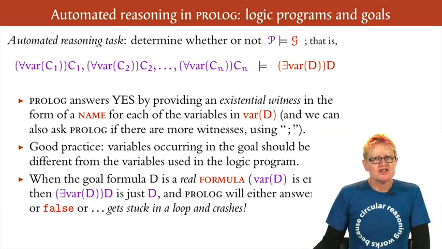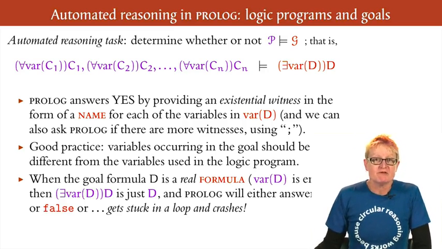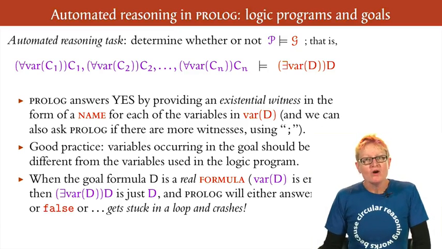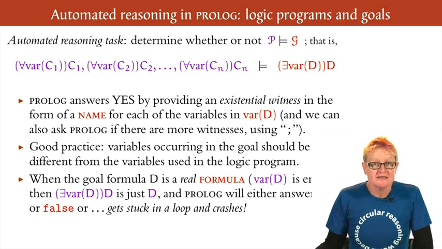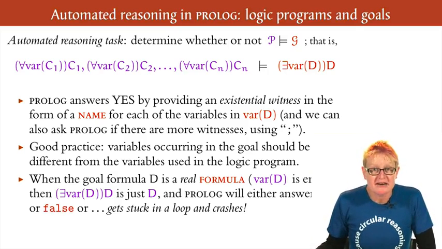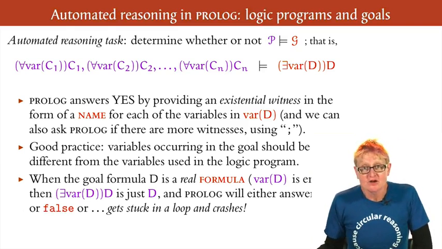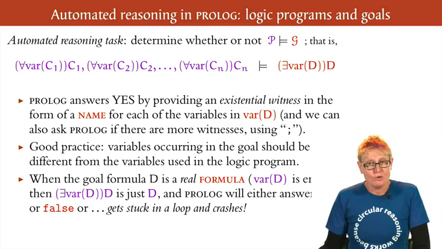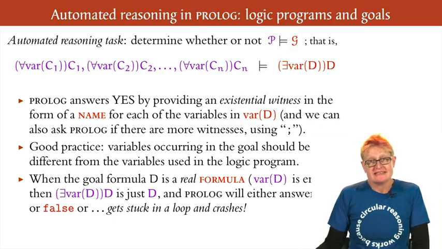When the goal conjunction D does not have any variables, so it is a real formula already, Prolog will either answer true, meaning yes, it is a logical consequence, or false, meaning no, or else Prolog gets stuck in a loop and does not return an answer at all. We will see some of the ways this can happen in lesson 6.4.